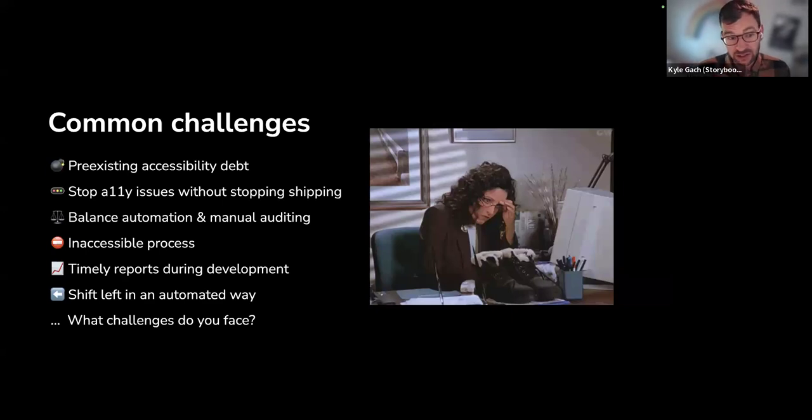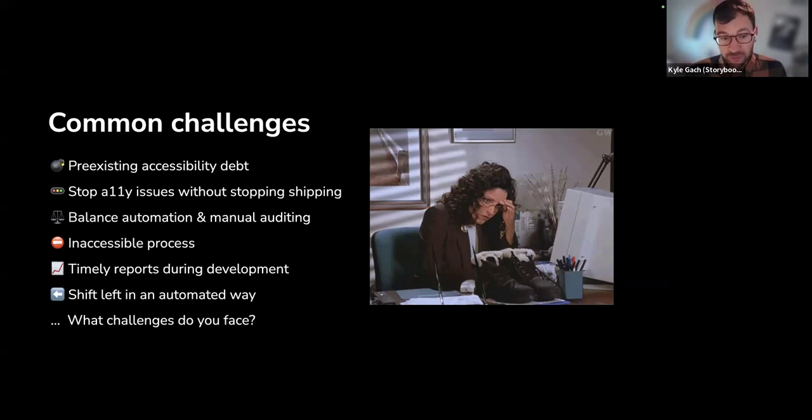So these are some of the common challenges we've heard. You've got a lot of debt in your app today. It's really hard to address accessibility issues without stopping your regular releases. It's hard to balance automation and manual auditing. Sometimes the process itself can be inaccessible to people that need to be part of it. One of the very best ways to address accessibility is to get people that use assistive technology to actually try to use your product. And sometimes the process through which that feedback happens is itself inaccessible.